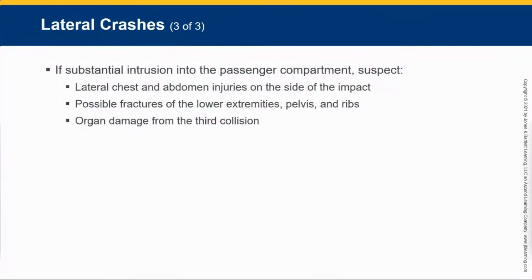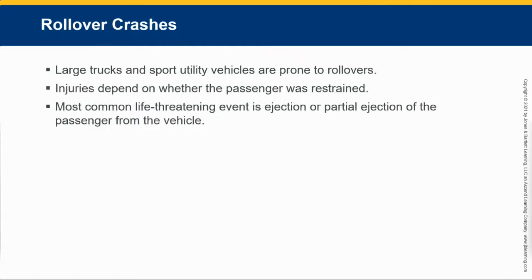So if there's substantial intrusion to the passenger compartment, make sure that you suspect injuries to the side of the chest and the abdomen directed to the side of the impact. Possible fractures of the lower extremities, maybe in the pelvis and the ribs, and we know that femur fractures and pelvic fractures can be life-threatening, and organ damage from that third collision that we've discussed already a couple of times.